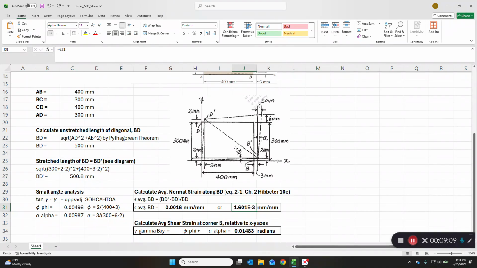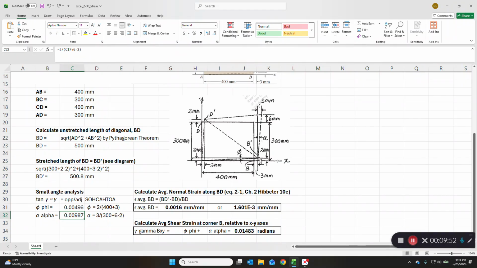Phi is shown here, and it looks like the opposite of phi is now going to be 2 millimeters because we are looking at how far up the y-axis our B prime point is from our original axis, from the x-axis. And then we're dividing that by the adjacent. The adjacent is 4 from the corner, original corner at A, 400 plus 3. So that'll give us this number, 2 divided by 400 plus 3, 2 over 403. And then the alpha angle up here is the opposite over the adjacent for that is 3. You can see this 3 millimeters divided by its adjacent side is 300 plus 6.